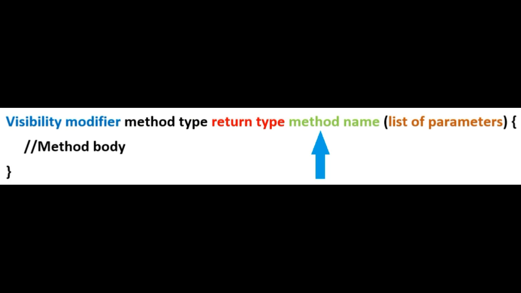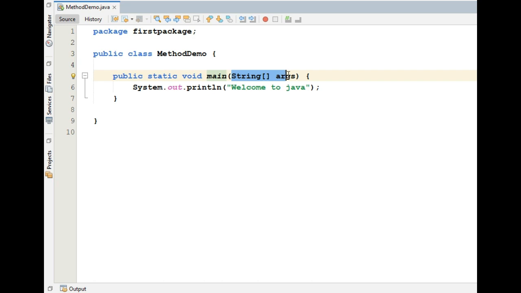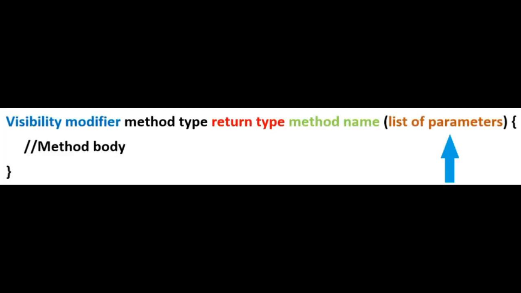After a return type, we provide a name to a method. The name of the method cannot start with a number, and it cannot contain a white space inside it. It can start with a letter or a $ sign. Inside this parenthesis, we write the parameters for a method. Every method in Java might have parameters. The parameters are like an input for a method.